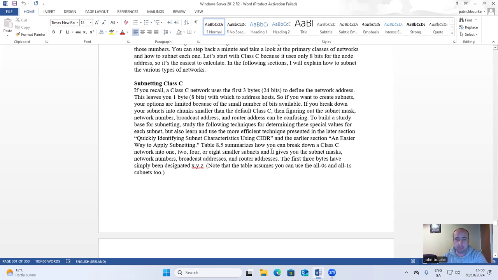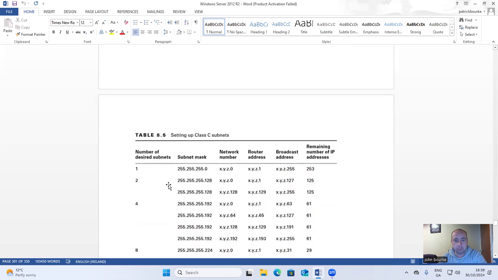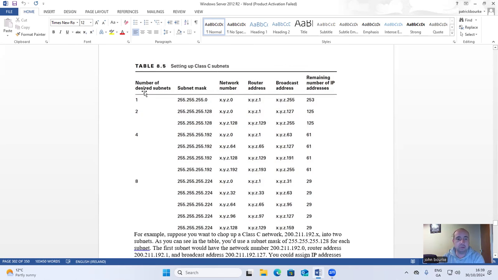Table 8.5 summarizes how you break down a Class C network into 1, 2, 4, and 8 smaller subnets, and it gives you the subnet masks, network numbers, broadcast addresses, and router addresses. The first 3 bytes have simply been designated X, Y, and Z. Note that the table assumes you can use all the zeros and all the ones subnets too. So we'll just go through this quickly. Number of desired subnets, subnet mask, network number, router address, broadcast address, remaining number of IP addresses.